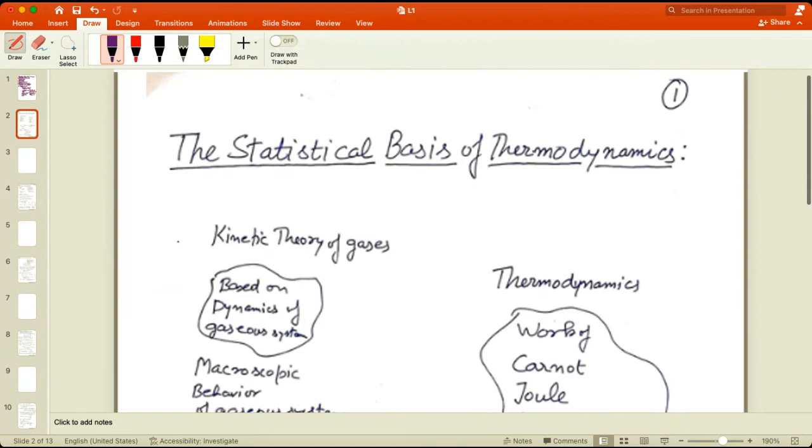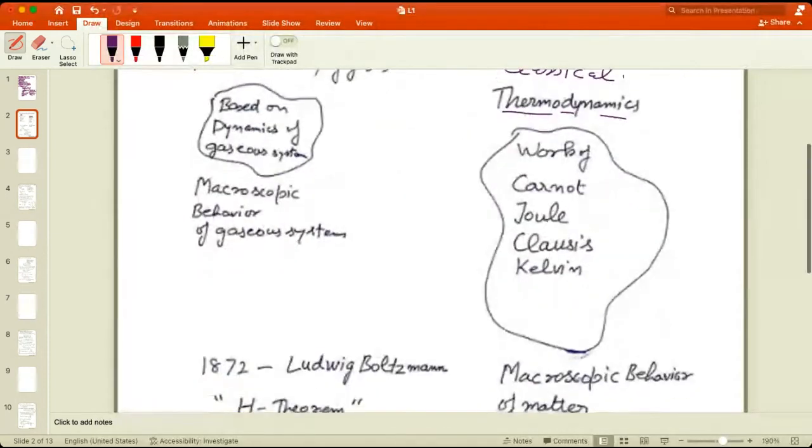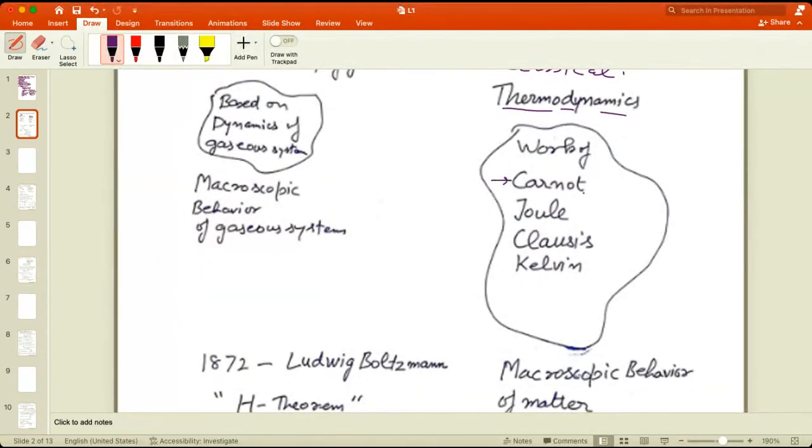As I said, the kinetic theory of gases was a different branch of physics, which was very well developed somewhere around 1850 by various scientists. Then there was an independent branch of physics, which is thermodynamics, more correctly classical thermodynamics, right? Mainly this work was done by Carnot. You might remember that the Carnot engine and Carnot cycles are there in thermodynamics, then experiments by Joule, then Clausius, then Kelvin.